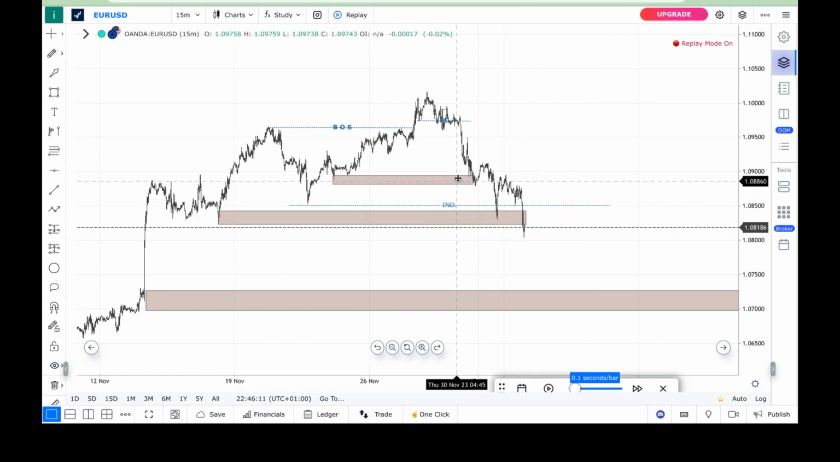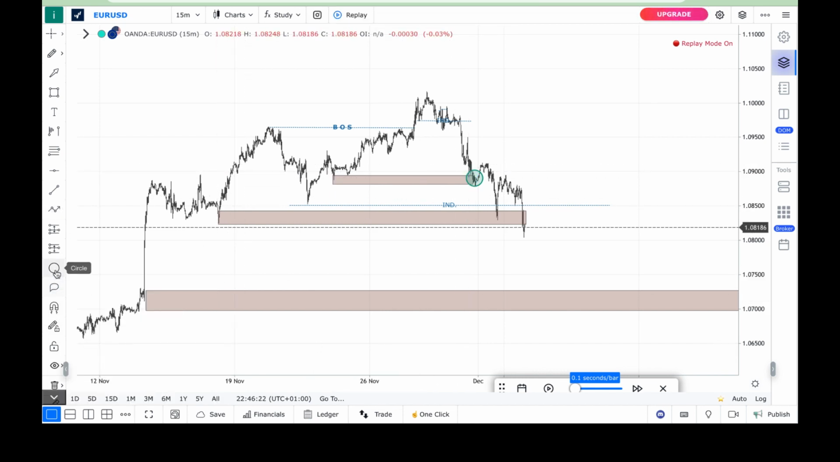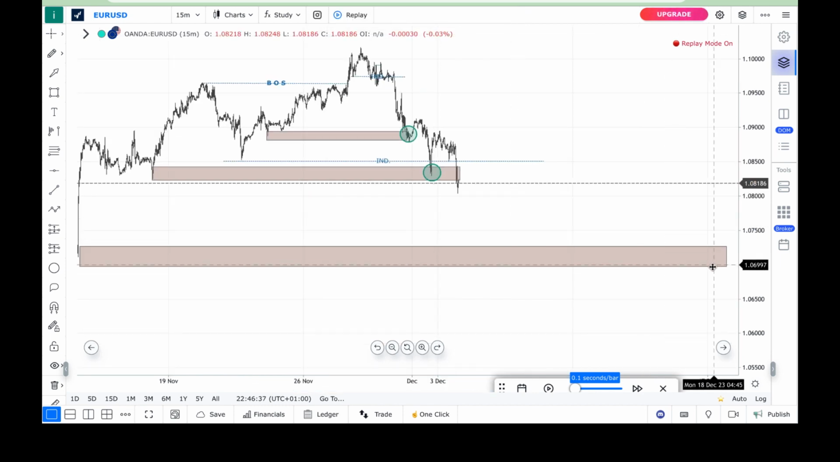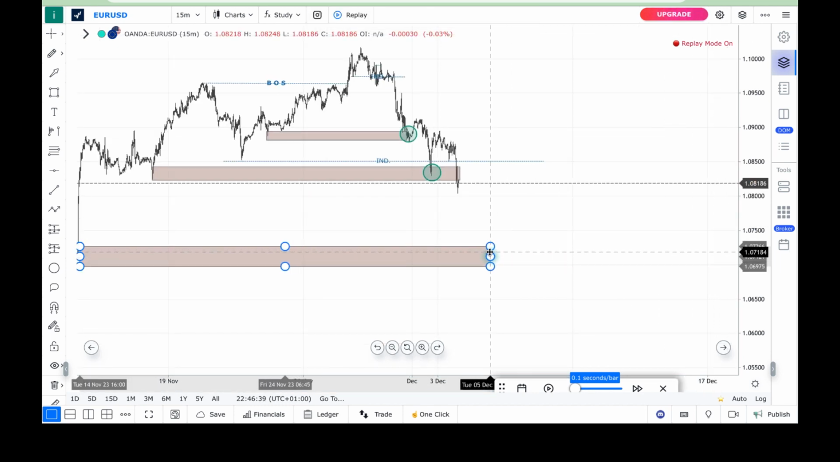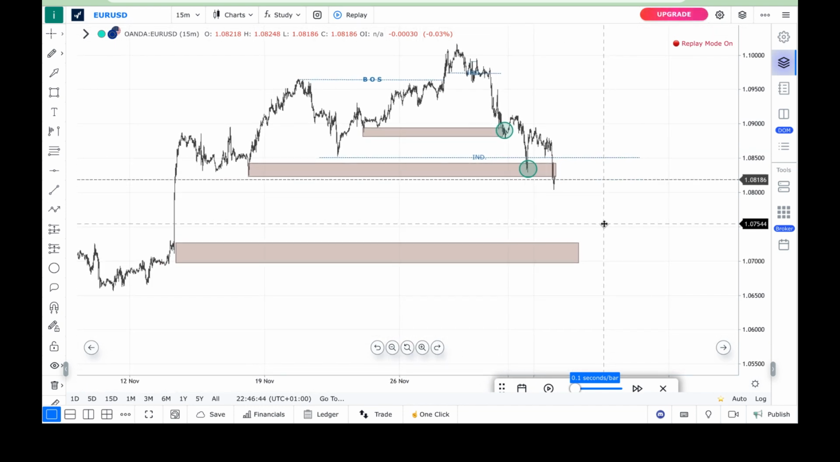So imagine someone setting limits here and here. Can you see, you already made two losses. Yes, you already made two losses. Now let's see what happens on this order block that we picked on the 1 hour. Yes, let's see what happens.